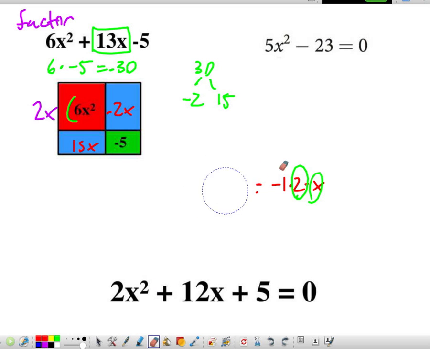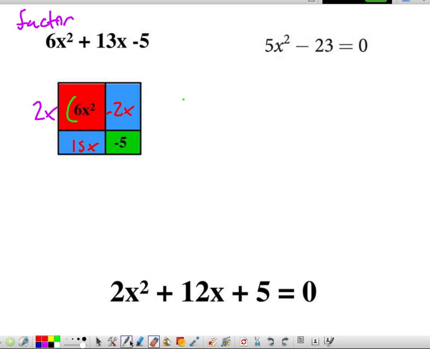Alright, let me clean some things up here. Now, since I know the dimension of this red box, this side is 2x, then this must be 3x, because 2x times 3x gives me 6x squared. And everything else follows the same way. Here I have -2x. This has to be -1 because 2x times -1 gives me -2x. And then here I have 5 because 3x times 5 gives me 15x.